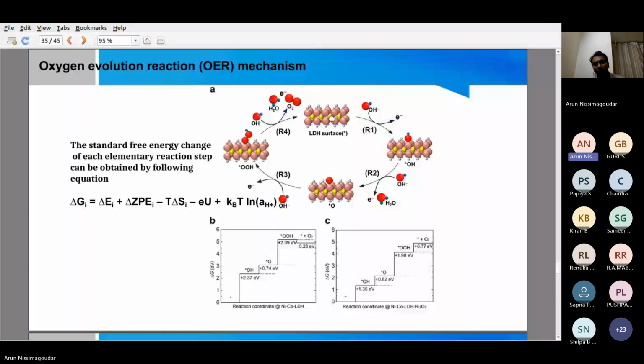In the previous step we got the hydrogen; here we got the oxygen steps. In order to do this calculation, we solve the Gibbs free energy. From that, we try to understand the overpotential. If we have a lesser overpotential, that material is good for our application for the HER or OER. With this background, I will go to our study.